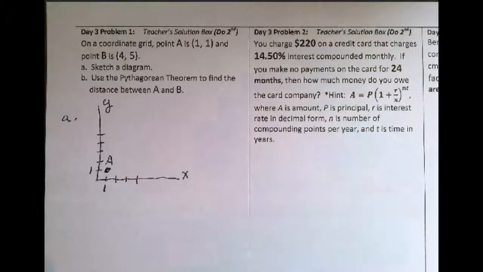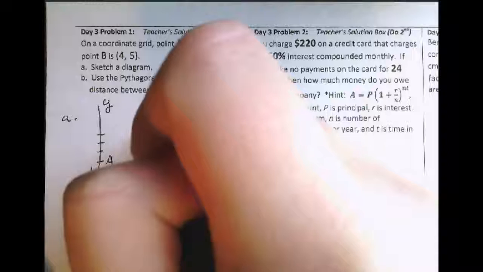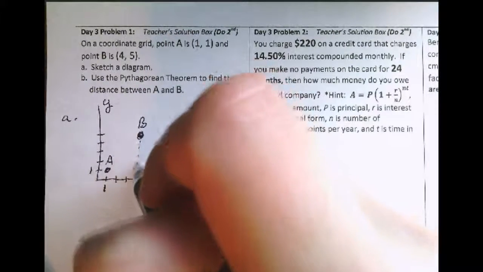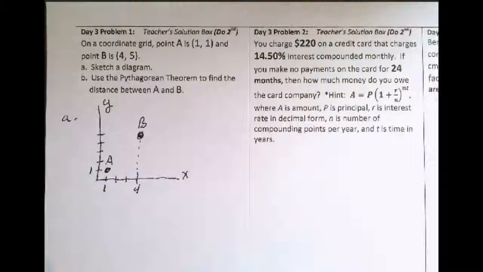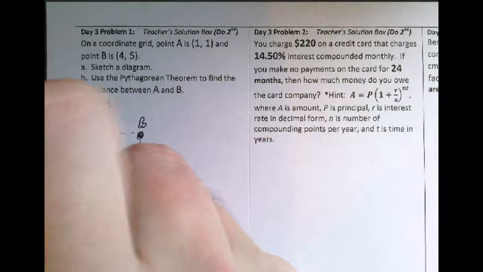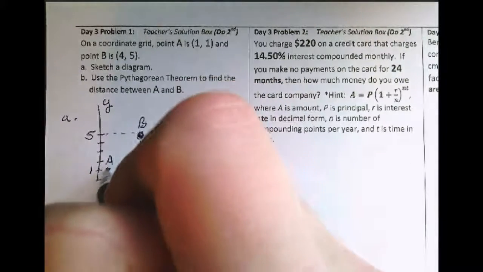Now point B is (4, 5). So right 4, up 5, here is point B. Again, it lines up with 4 on the x-axis and it lines up with 5 on the y-axis. In question B, we're asked to find the distance between here. So we could even connect this.